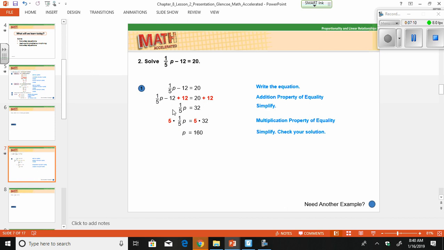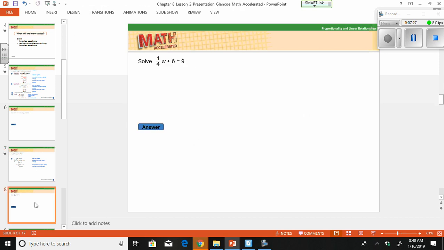And now, since I'm multiplying by a fraction, if I multiply by the reciprocal, I get the variable by itself. So I multiply by 5 over 1, which is just 5. If I do it to one side, I have to do it to the other side. So I end up with p is equal to 160. And then you can check the solution by putting 160 back in.